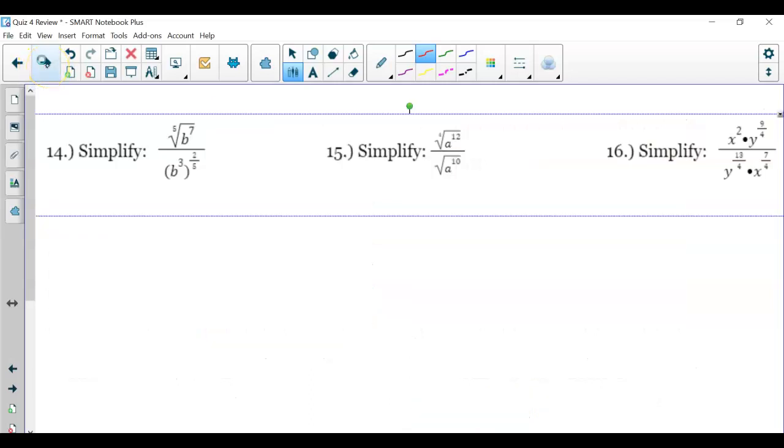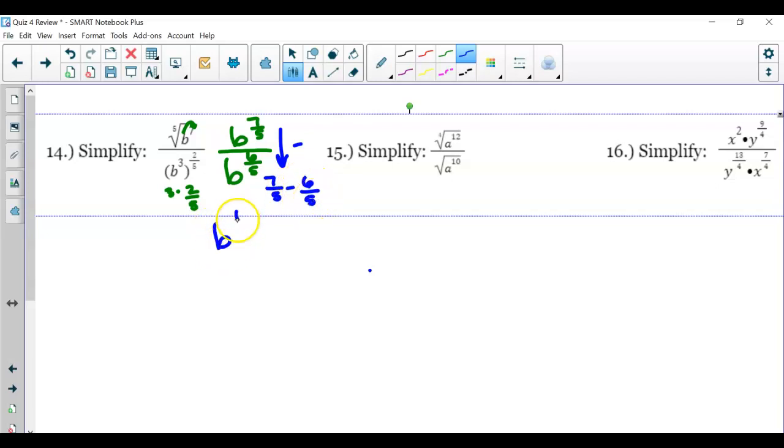Now 14 through 16 are our exponent rules. First, to simplify, let's rewrite. So this is b to the 7 over 5. Keep that exponent up top. Then notice you have power to a power. So we're going to multiply 3 times 2 fifths. That gives you b to the 6 fifths. Now notice we're dividing. Bases are the same. Subtract top to bottom. So 7 fifths minus 6 fifths, which gives us b to the 1 fifth.